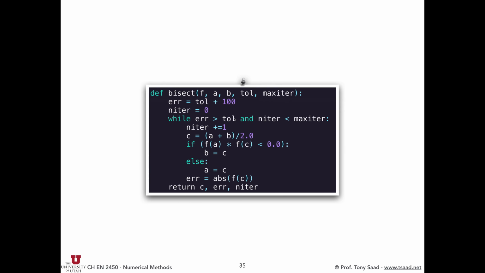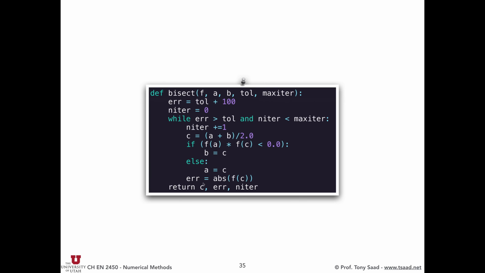And as long as my error is greater than the tolerance and the number of iterations is less than the maximum iterations, let's first augment the number of iterations because that will be our first iteration, and then define c as a plus b over 2, and then check if f of a times f of c is negative. This means that because a is to the left side of the root, if f of c is opposite sign of f of a, then c is to the right-hand side of the root, and therefore the new interval a remains a and b becomes c. Otherwise, a is our new c and b remains b.